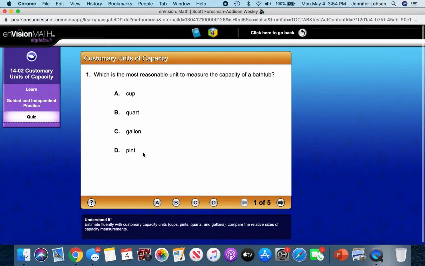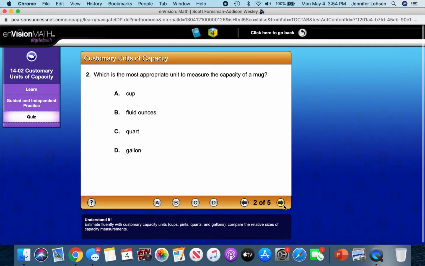So if we're trying to fill a bathtub, which one of these units do you think would get us to that capacity the fastest? If you're going with gallon, then you are absolutely correct. The next one says, which is the most appropriate unit to measure the capacity of a mug? This one is where it gets kind of tricky because I know right away I think of a mug as a cup. I might even call a mug a cup sometimes. But that does not mean that we should measure its capacity with cups.